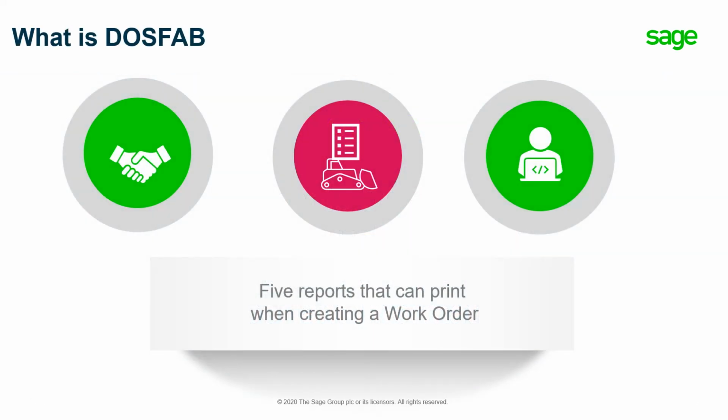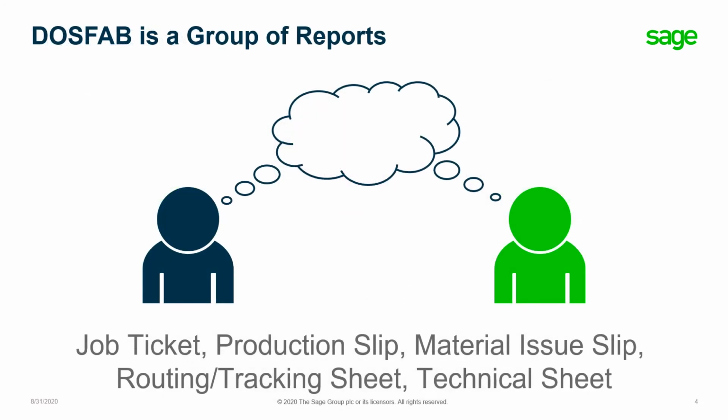The DOSFAB documents are made up of a group of 5 individual reports that can print when creating a work order. They include the job ticket, the production slip, the material issue slip, the routing tracking sheet, and the technical sheet.